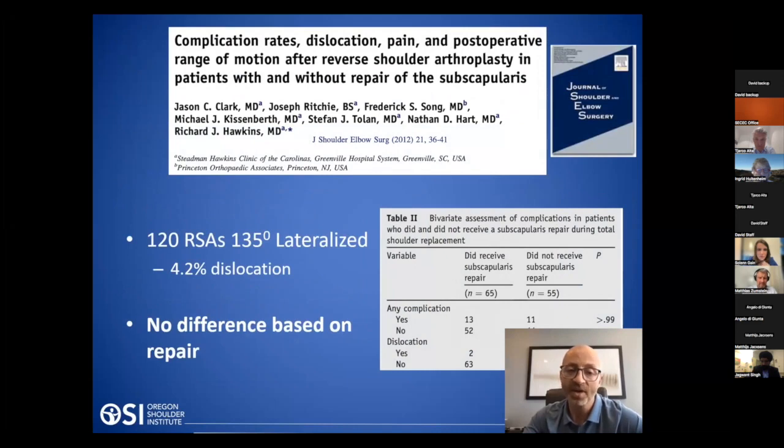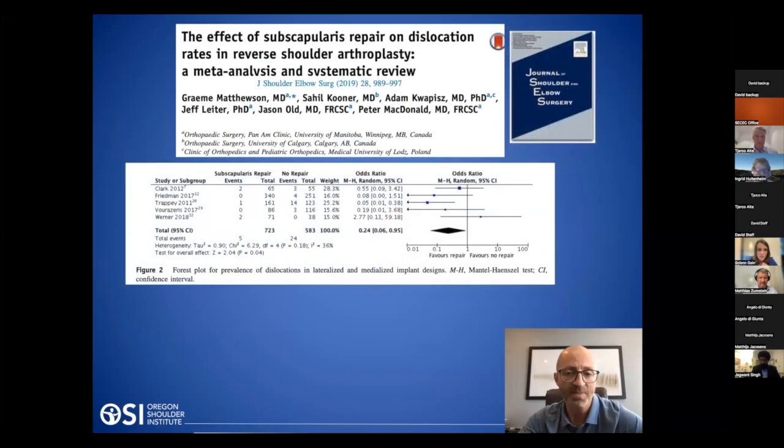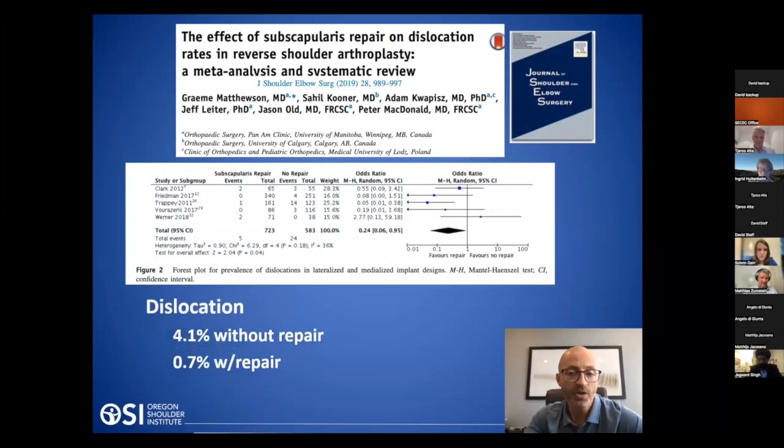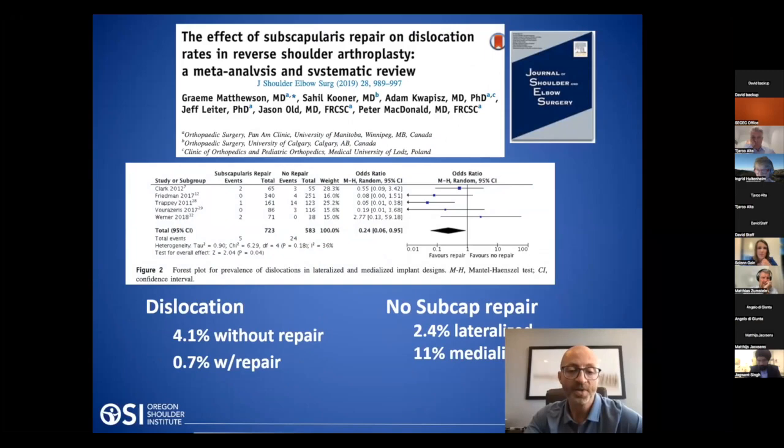What about 135 here? Actually, with a 135 based on this study from Hawkins group, no difference in dislocation based on whether or not there was a repair. The systematic review evidence: if you look at dislocation with and without repair, it's higher without repair. However, the biggest difference is with a medialized design. So with no subscap repair, it appears that lateralized implants can be okay.